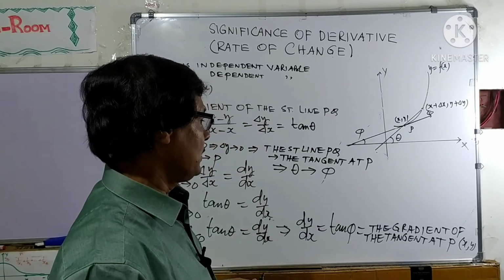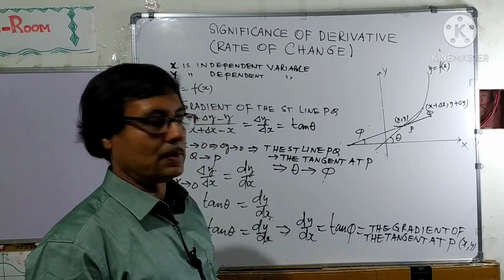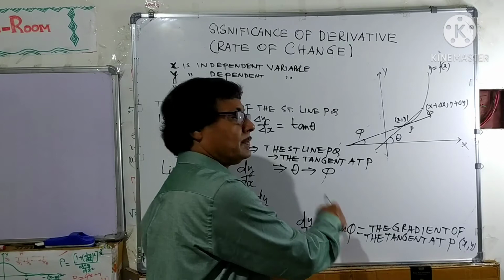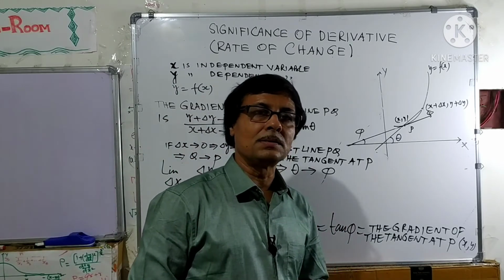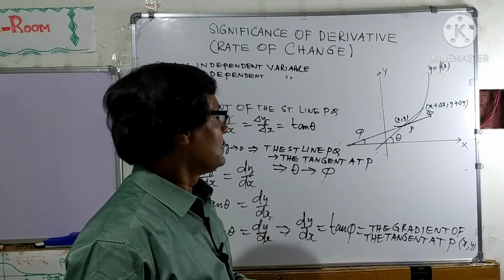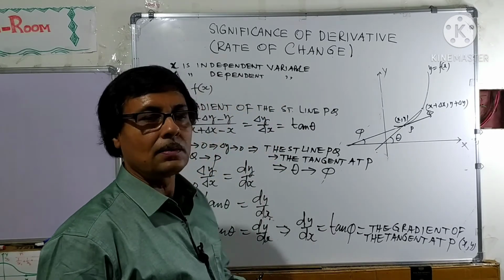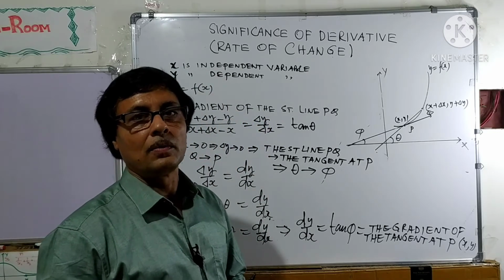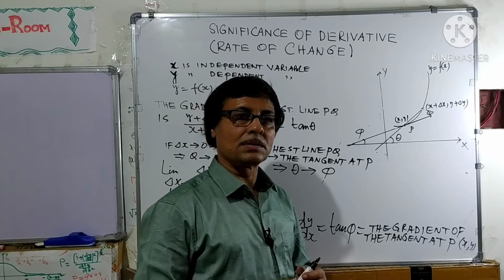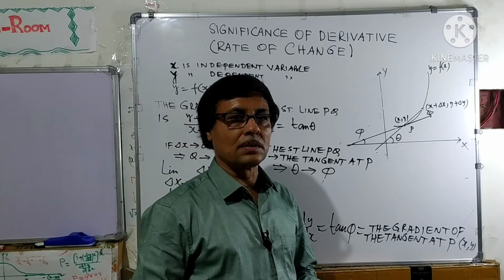The gradient of the tangent at P(x, y) on the curve y = f(x) is called the derivative, that is, the differential coefficient or rate of change. The derivative is actually the gradient of the tangent at the point P(x, y) on the curve y = f(x). This is the geometrical meaning of dy/dx, that is, rate of change.